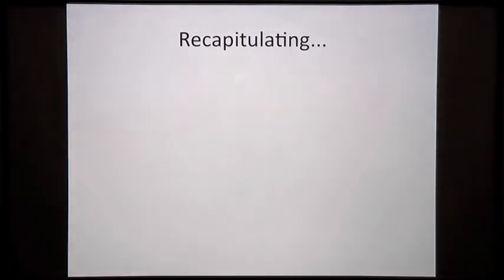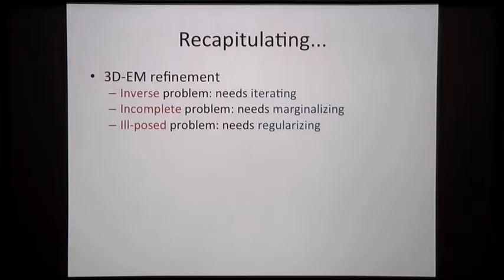Okay, now that brings me to an end. So let's recapitulate. I think image refinement in 3D electron microscopy is good to understand as an inverse, incomplete, and ill-posed problem. Because it's inverse, we need these iterations to solve it. It's incomplete, so we need this marginalization, which I hope you now know means this. It results in this probability-weighted assignments of orientations and classes.